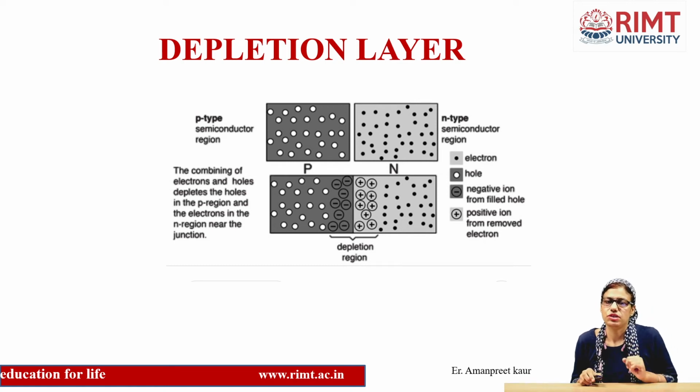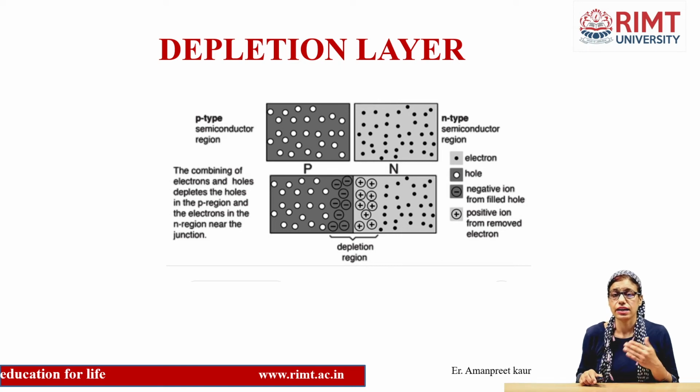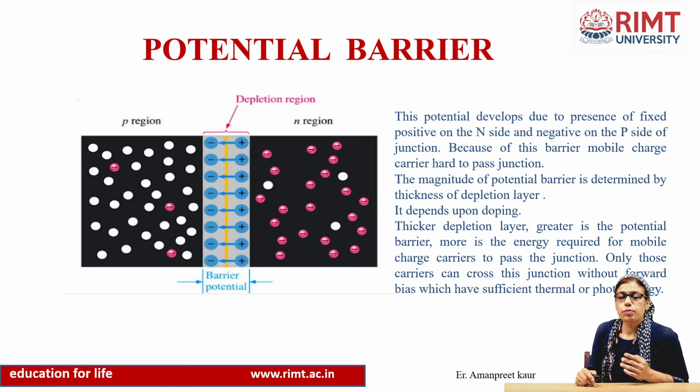So, this is the depletion region. The combining of electrons and holes depletes the holes in the p region and the electrons in the n region near the junction. So, this is the depletion region. Okay. So, next is the potential barrier.